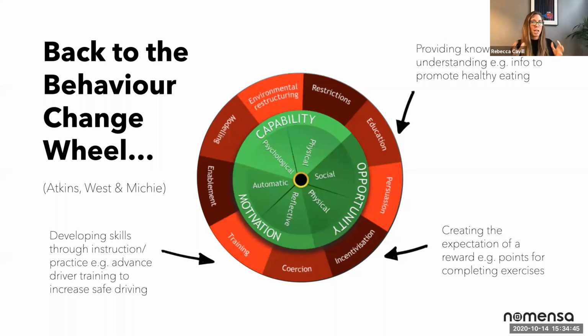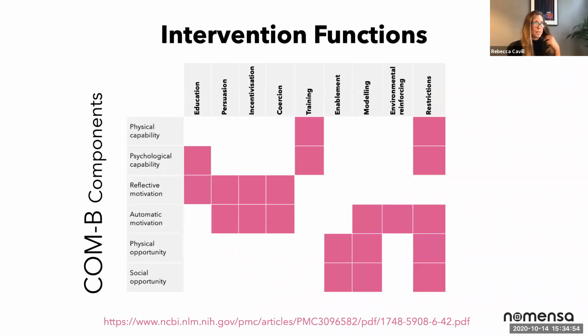So these give us a category, if you like, that will be most useful depending on the ability blockers that we've identified. And this is a much easier way, I suppose, of visualizing that. The wheel doesn't really tell you what.